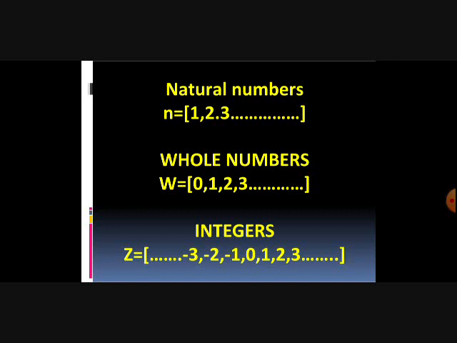In 7th class, you have learned integers, which is a set of numbers including positive numbers, negative numbers and 0 and it is denoted by capital Z. So here what we observe is the set of natural numbers is there in the set of whole numbers and all the whole numbers are there in the set of integers.